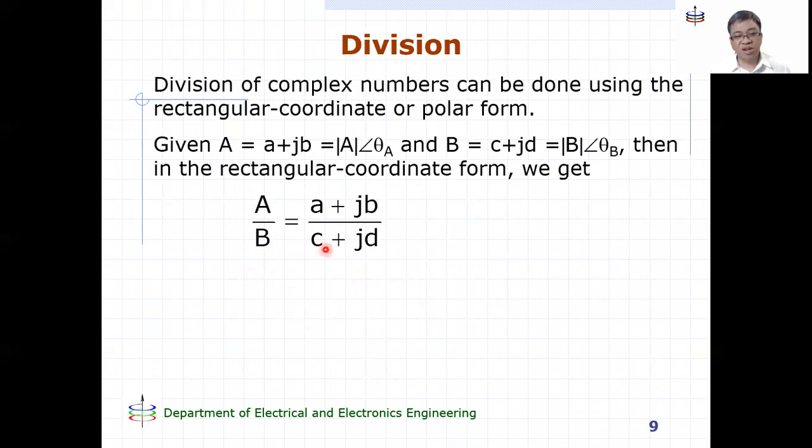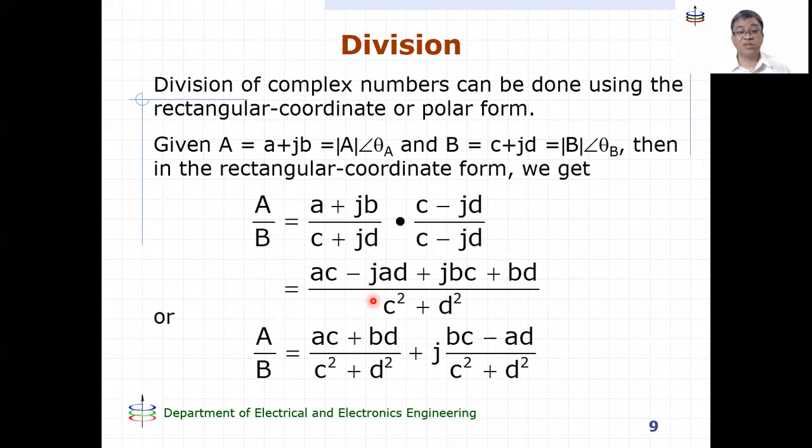If you're familiar with the maths here, you would like to rationalize the denominator. So you multiply it by c minus jd over c minus jd. If you multiply these two together, you now have a purely real number in the denominator. So you do the maths. It's not too hard to do this. The denominator becomes c squared plus d squared. That's now a real number. You simply collect the real components, divide by c squared plus d squared, collect the imaginary components, divide by c squared plus d squared. This now is the ratio between A and B.